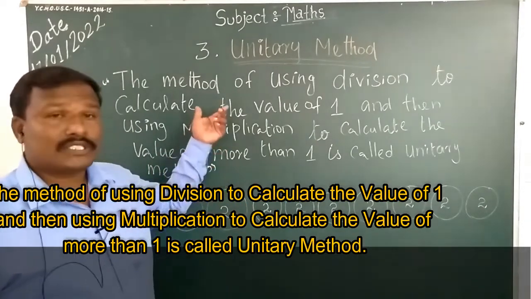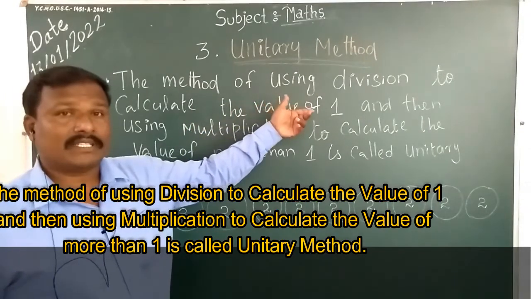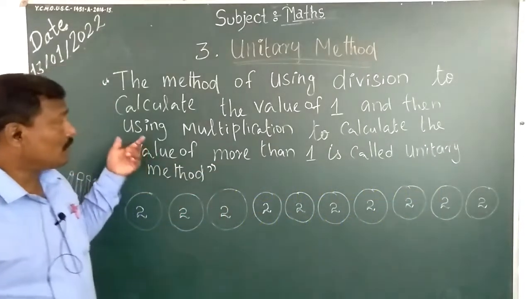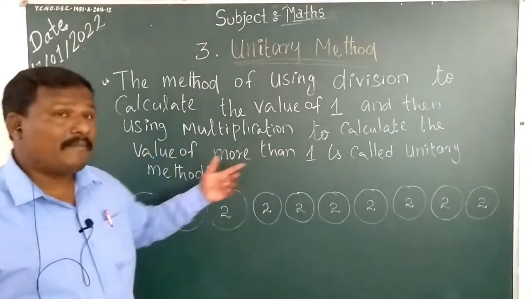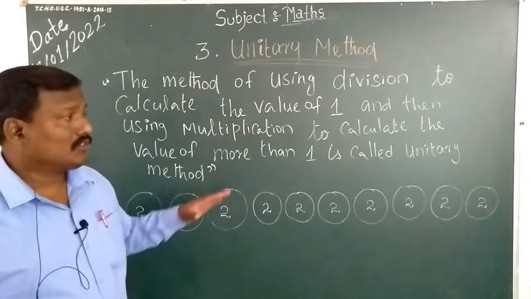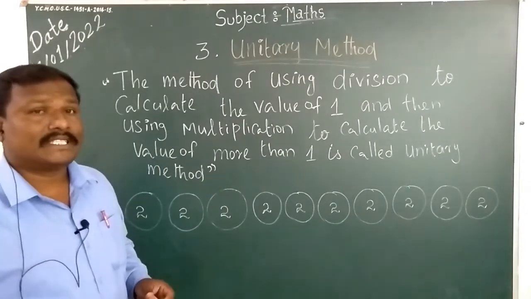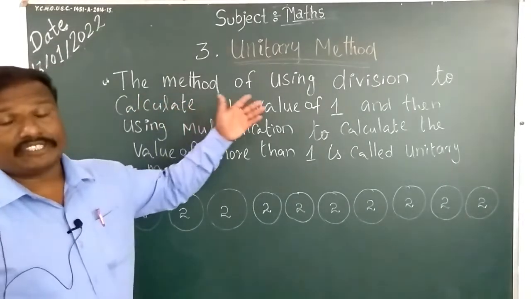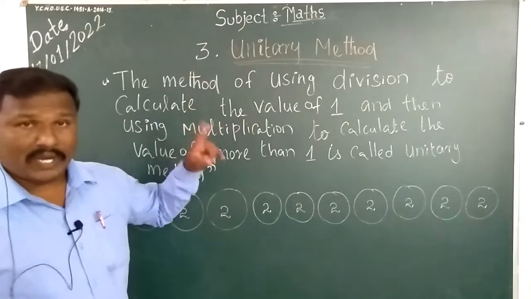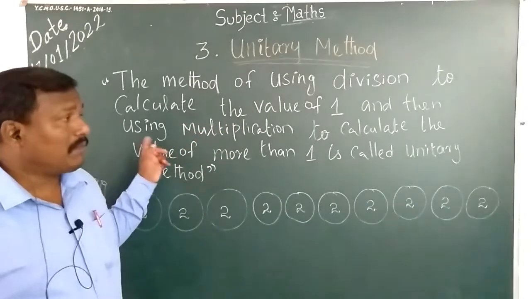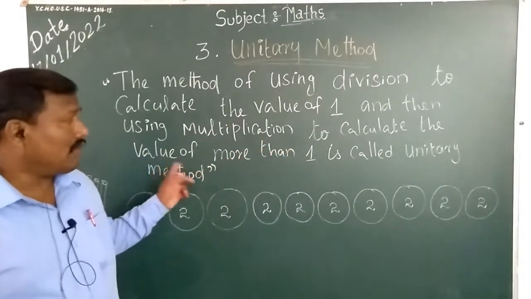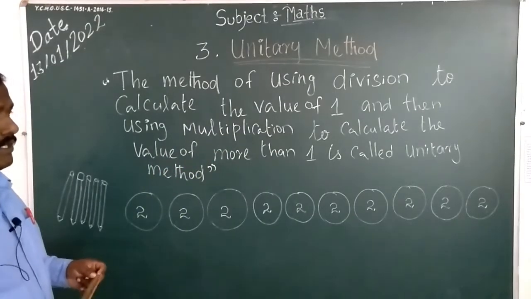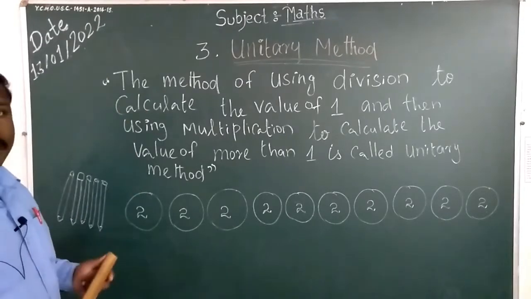So we have to use the division method, and we have to find the value of 1. And then we have to use multiplication to calculate the value of more than one thing. So it is called unitary method. The definition of unitary method is the method of using division to calculate the value of 1, and then the method of using multiplication to calculate the value of more than 1 is called unitary method. Okay, students, this is the definition of unitary method.